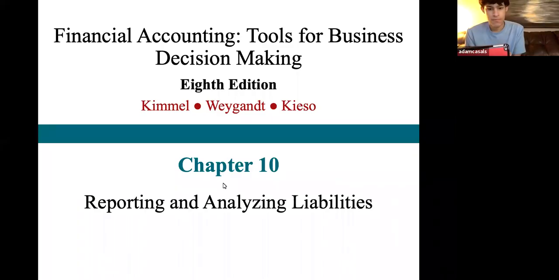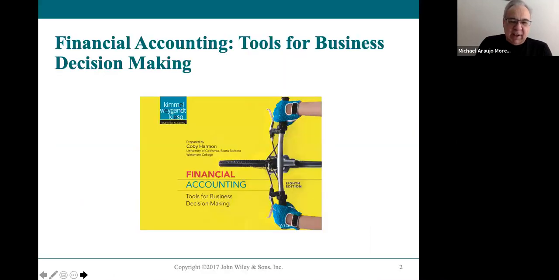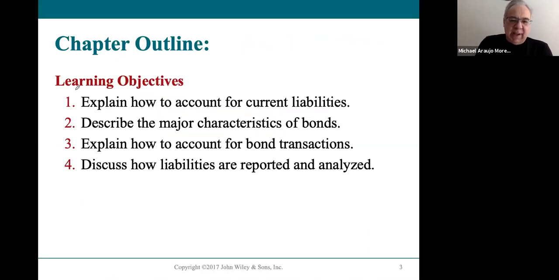All right, so chapter 10 focuses on liabilities. You probably noticed that chapters 5, 6, 7, 8, and 9 were all about the assets. And now we're moving to the other side of the balance sheet with chapter 10 to focus on liabilities. Today we're going to be looking at current liabilities in more detail.